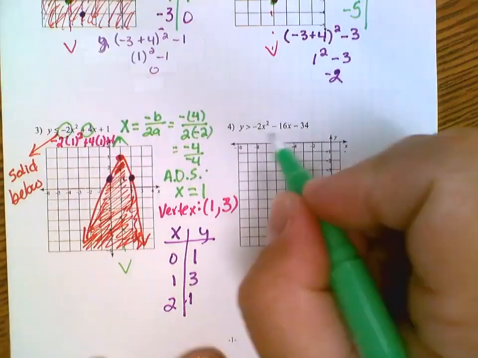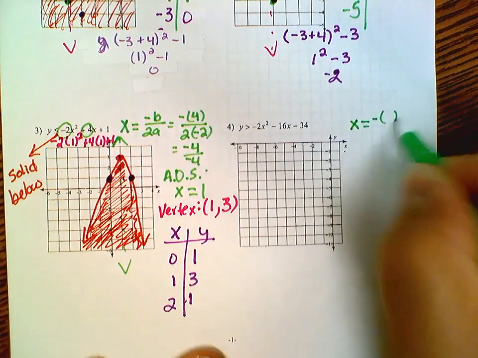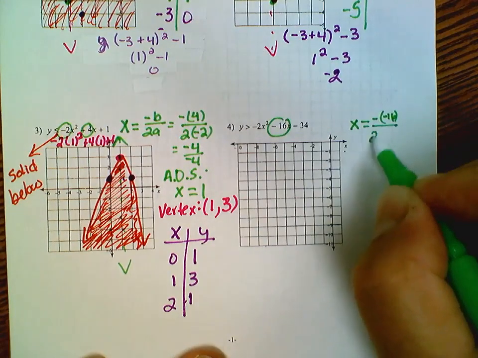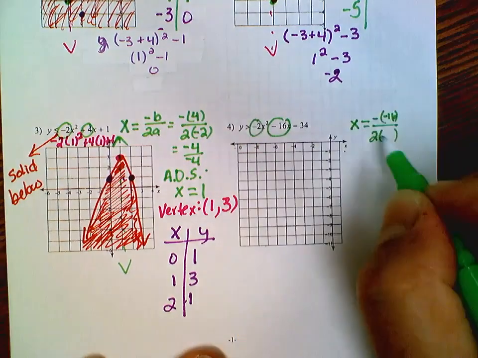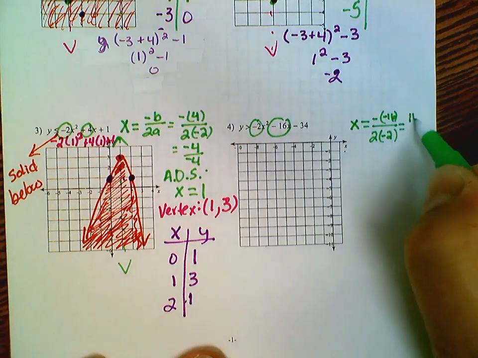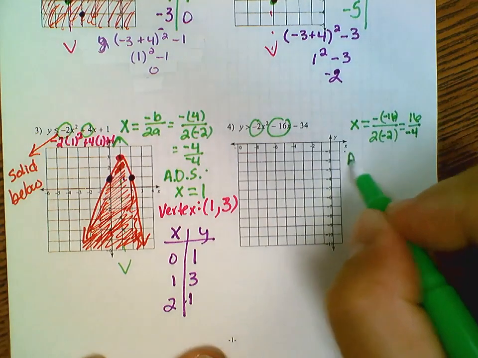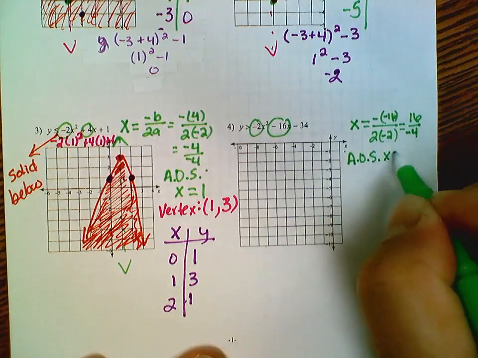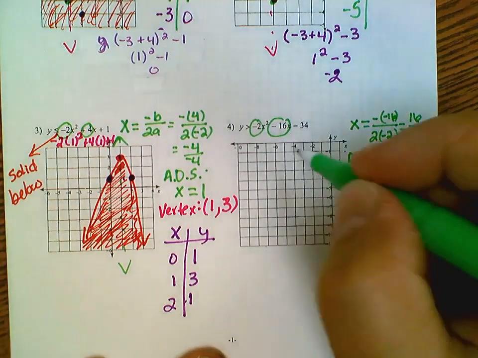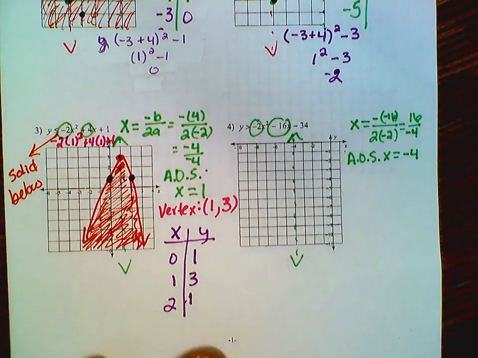All right, let's do another axis of symmetry for number 4. So negative b is negative 16 divided by 2 times a, which is negative 2. So that becomes a positive 16 divided by a negative 4. So my axis of symmetry is x equals 16 divided by negative 4, which is negative 4. So I'm going to go right here to draw my axis of symmetry.